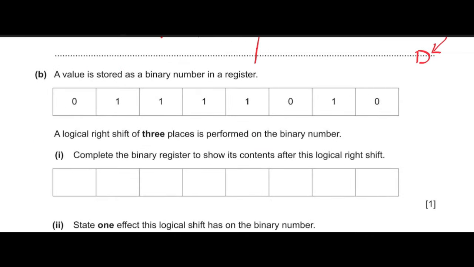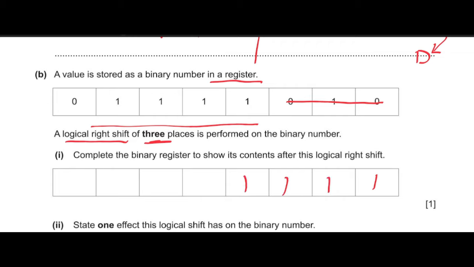Part B, a value is stored in a register. A logical right shift of 3 places is performed on the binary number. Complete the binary register, show its content after the logical right shift. It's a logical right shift, 3 places. We just delete the right 3 bits and then we add zeros on the other side. We have now 3 bits, so we can just add 0, 0, and 0 here. This is the answer.